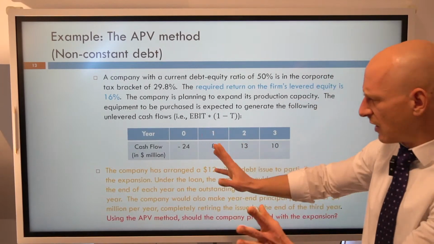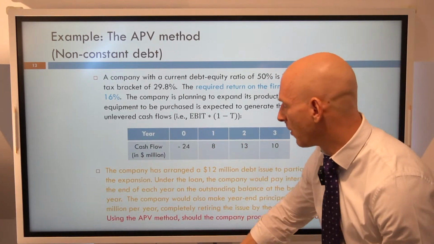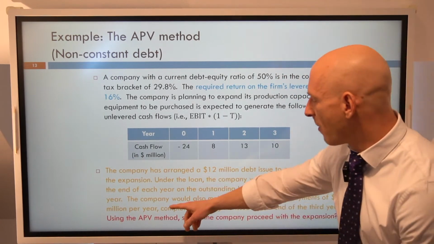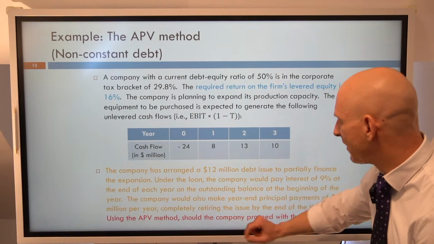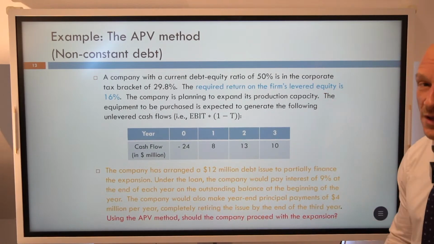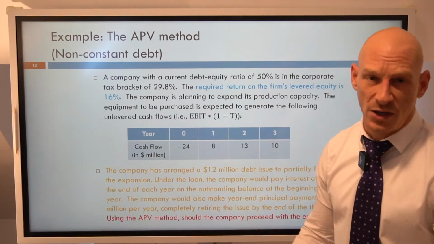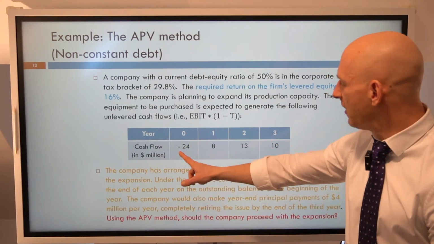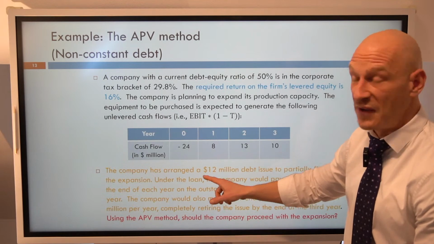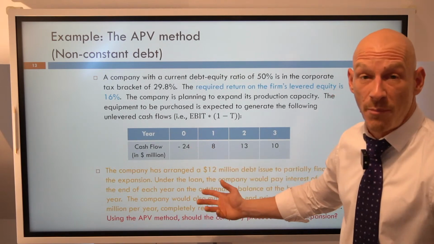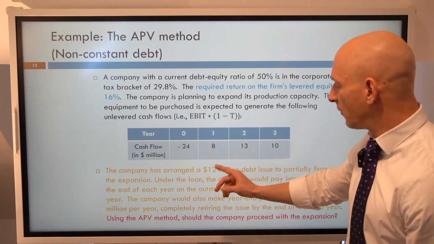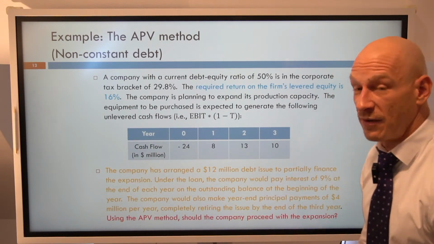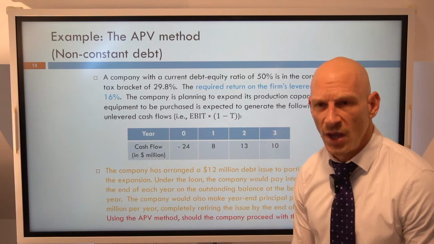I have a table, I hope it will become clear in a second. The company would also make year-end principal payments of 4 million per year, completely retiring the issue by the end of the 3rd year. So what does it mean in normal human language? The company wants to finance the 24 million here partially with debt. Half of it will be financed with a bond issue or loan, 12 million. On the loan, they have to pay 9% interest expense.